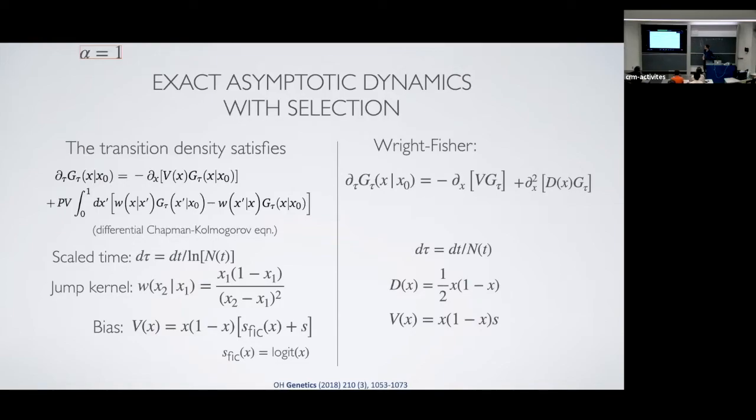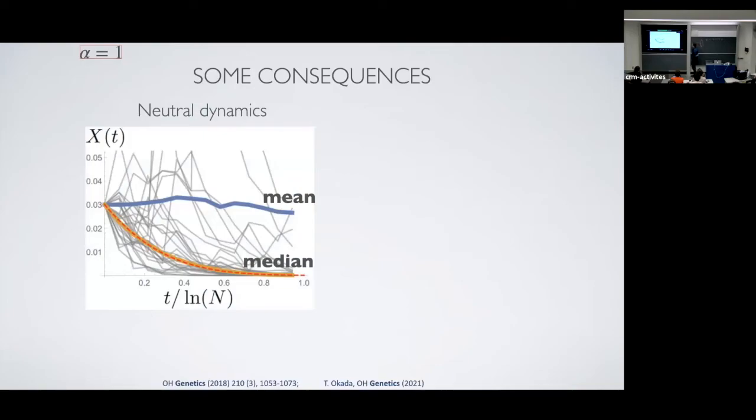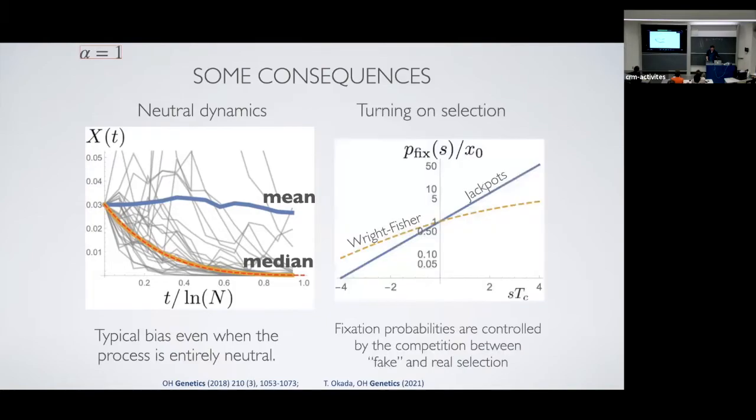Okay, so you can actually solve this equation exactly for the transition density, and I'll give you some consequences about it. So the first one is, if you just think about the neutral dynamics, of course the mean. So here are many trajectories that we simulated starting from 3%. Of course, the mean has to stay roughly constant. But if you look at the median, it decays in a characteristic, actually double exponential manner to 0. And the median is essentially controlled by this sampling bias that I'd introduced.